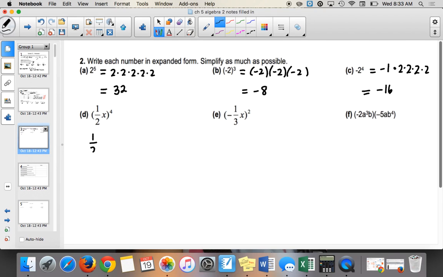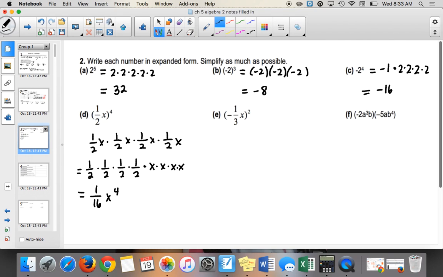All right, so the next one should be 1/2 x times 1/2 x times 1/2 x times 1/2 x. So if you want to, you can always rearrange it so all the numbers are out front and all the x's are on the end. So if you wanted to, you don't have to do this. But you could write 1/2 times 1/2 times 1/2 times 1/2. And then times x times x times x times x. So we get 1 over 16 x to the 4th, right? Because 1/2 times itself 4 times is 1 over 16. It's not 2. That would be adding, right? 1/2 plus itself.